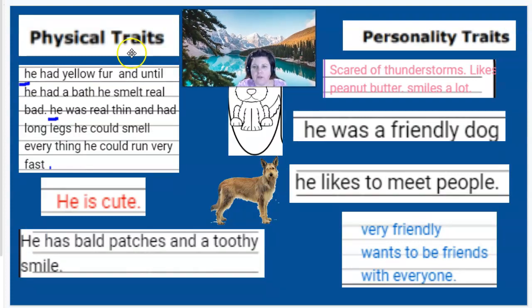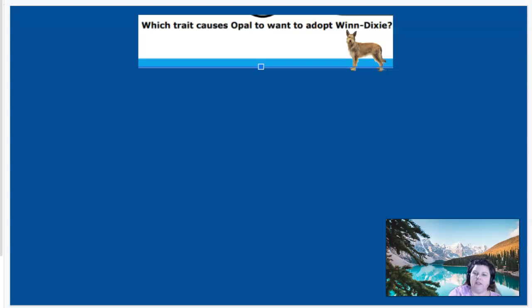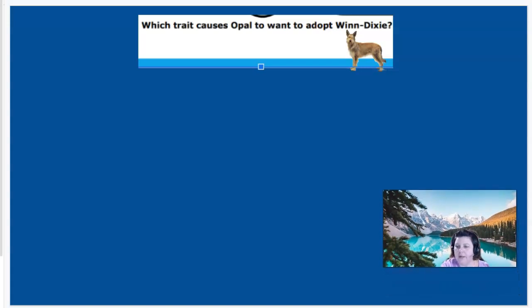Let's take some of your ideas and let's look at the original question. Which trait causes Opal to want to adopt Winn-Dixie? Well, let's grab a pencil, paper, marker, anything you have to write with, and follow along with me as we begin a paragraph. Which trait causes Opal to want to adopt Winn-Dixie?